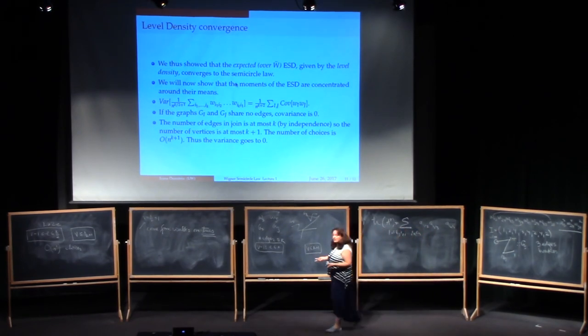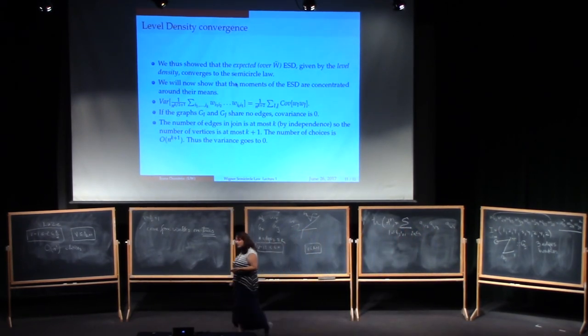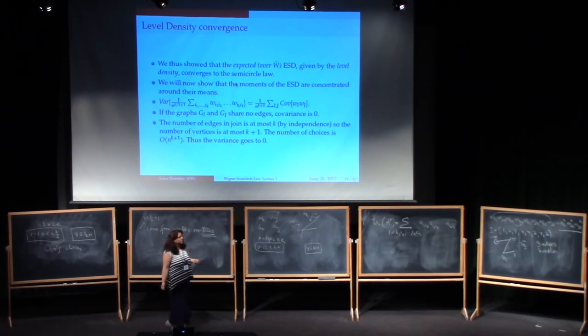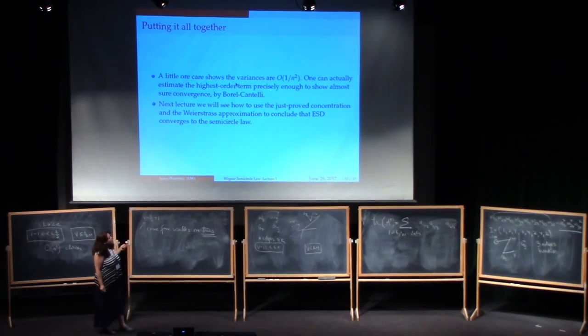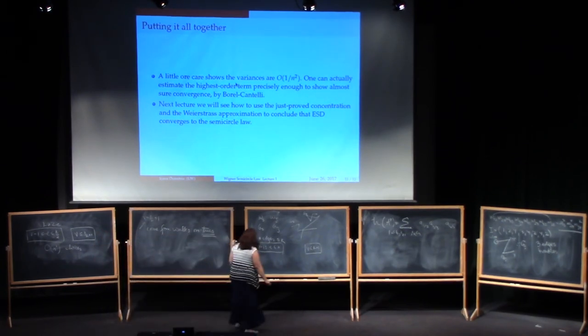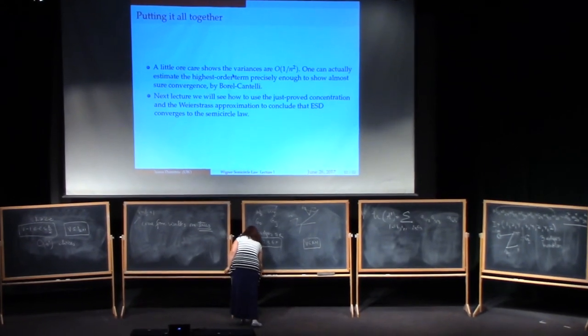All right, so that means that the variance goes to 0, which means that the moments are concentrated, which is what I set out to do. But actually, I can say a little bit more. The variances are indeed going to 0, but a little bit faster than I stated. They're going to 0 as 1 over n squared. And the reason for that is simple.